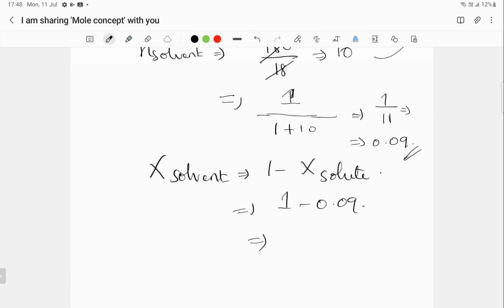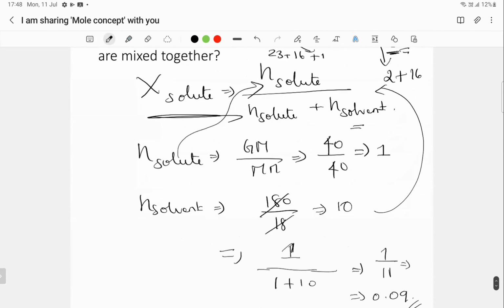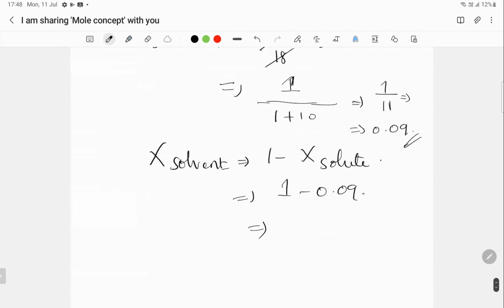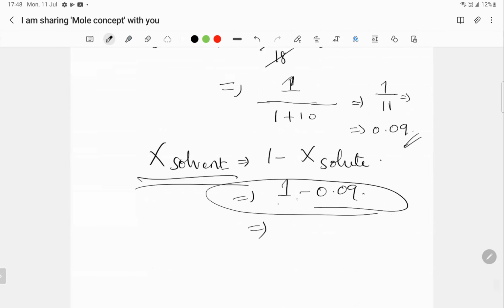Ma'am, can you repeat the question? Look at this question. What is the answer? Mole fraction of solvent, 1 minus 0.09. That's it. Do you understand all the steps? Yes, ma'am, I understand. What's your answer? 1.09 or 0.91? So 0.91 is your final answer.